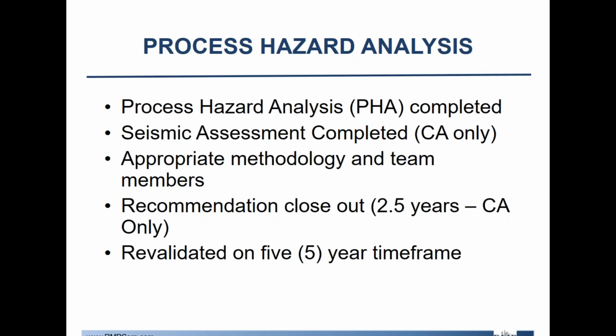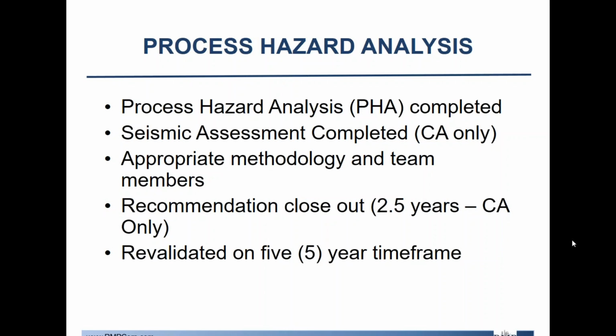So the next section that should be reviewed is the process hazard analysis. So a PHA should be completed. Common methodologies are the what-if checklist, or HAZOP. The PHA should also cover facility siting, human factors, external events, and review any previous incidents at the facility as well. And in California, seismic assessment should also be completed.